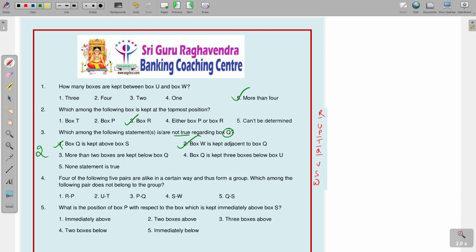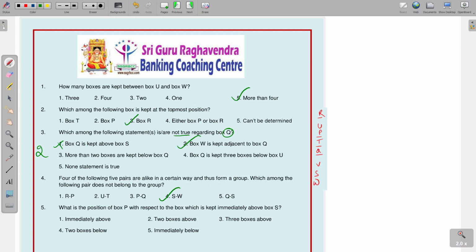And next, 4 of the following 5 pairs are alike. So, which among the following pairs does not belong to the group? That is R and P. So, between R and P 1 box, and U and T 1 box, and P and Q 1 box, and S and W. Between S and W there are no boxes. It is the odd one out.